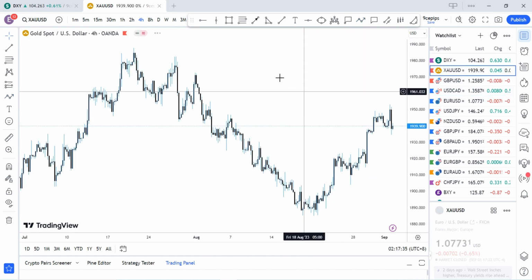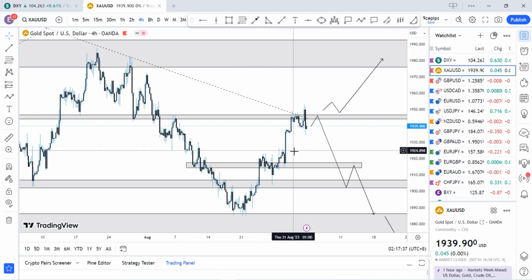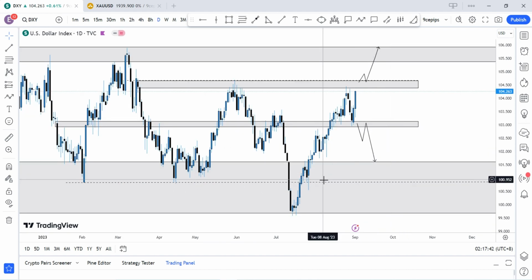My best analysis or best bias for this week, I'm looking at gold to really play out beautifully, and DXY looking good too. So that's that for the week.